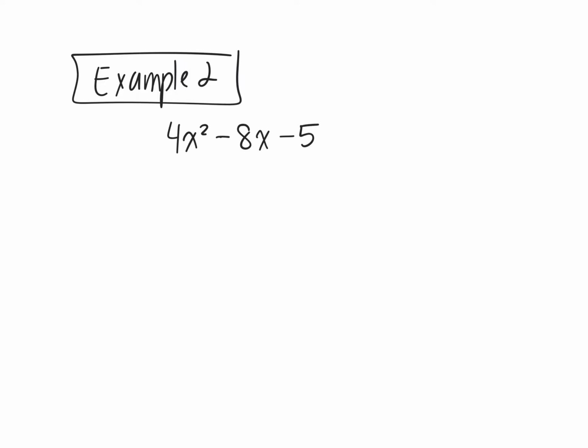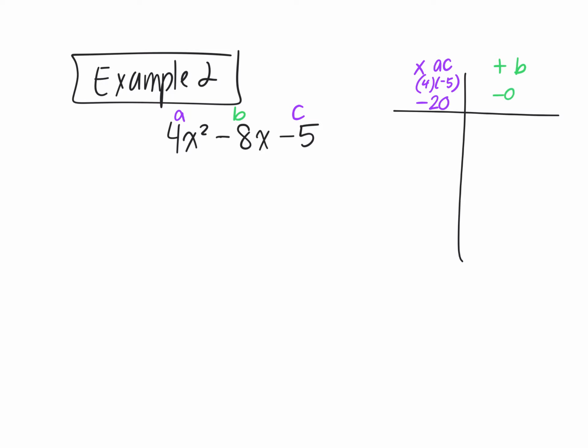Okay, so again, we're looking for two numbers that multiply together to give me a times c. This is a, and this is c. And when you add up the two numbers, you get b. So I like to write this little chart. What's a times c? Don't forget to include the sign. 4 times negative 5 is negative 20.